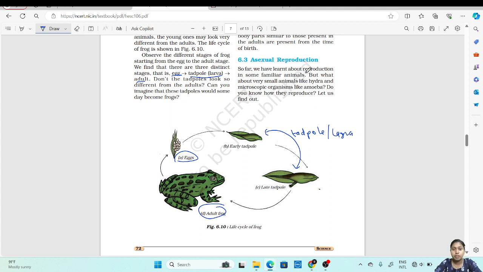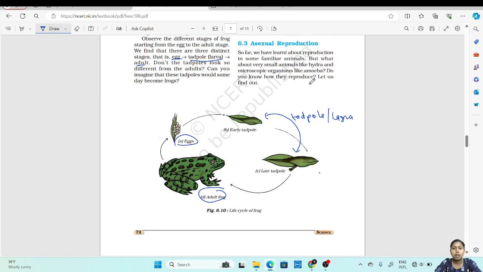So far we have learned about reproduction in some familiar animals, like frogs, birds, snakes, humans. These are familiar animals, right? But what about very small animals like hydra and amoeba? You learned about hydra and amoeba in your previous class, that is in 7th standard. These are microscopic animals. You can only observe them using a microscope. So how do they reproduce?